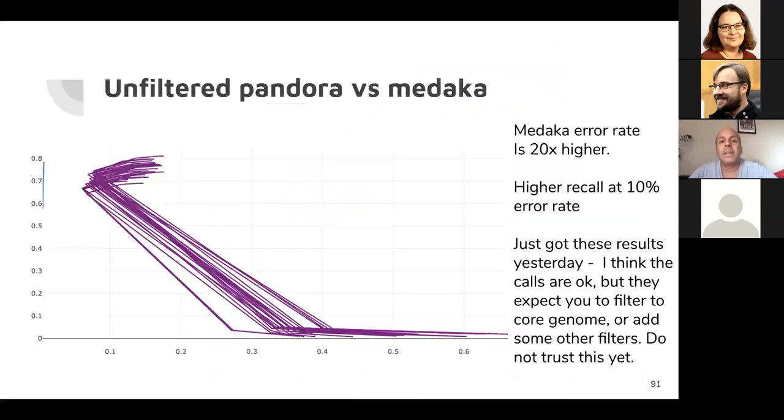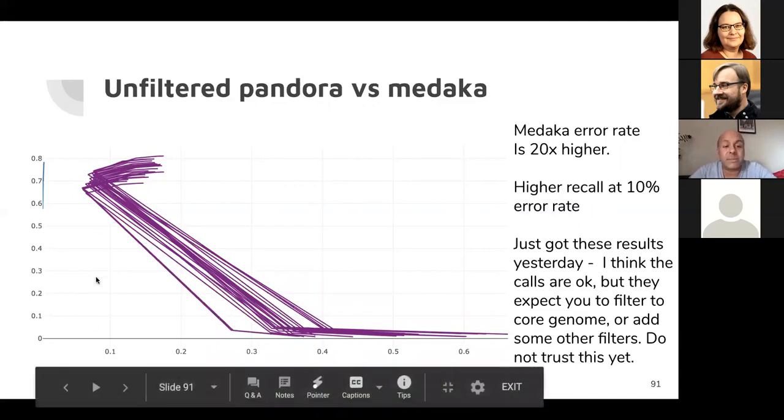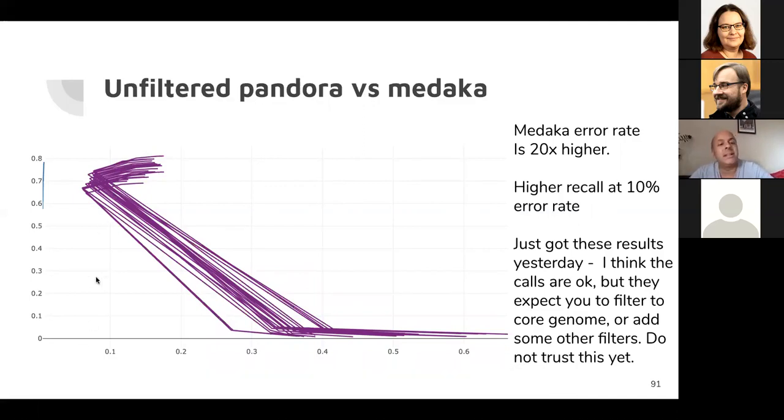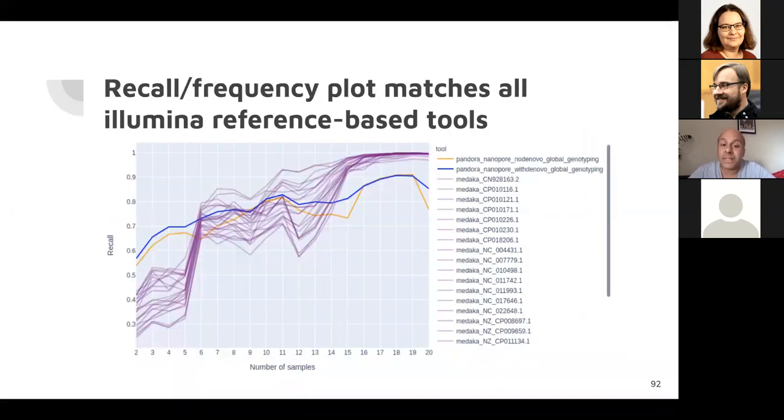And then if we look at Medaka, this is the dodgiest slide of the whole talk. We only got these results yesterday. I think the results are okay. I think the calls are okay, but it's possible that if you added more filtering to Medaka, it would give you more sensible results. At the moment, it's got a massive 20x higher error rate. It has a perfectly good recall overall, but these error rates are not acceptable. So don't quote me on this. We're going to have to work on seeing whether there are more sensible filters to add to Medaka. But I think the calls are not crazy.